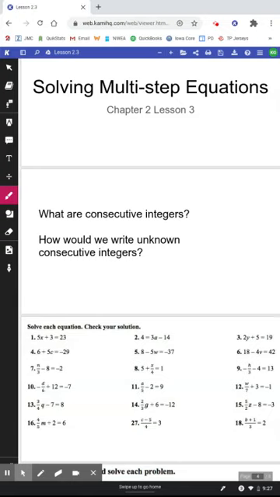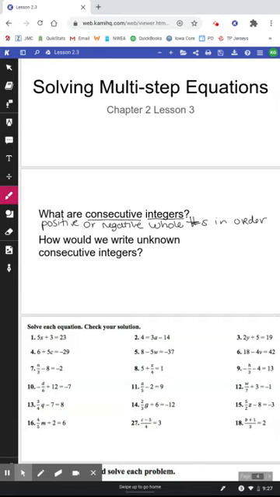So my first question here is, what are consecutive integers? Consecutive means in order. And remember, integers are positive and negative whole numbers. So we add that together, we would put positive or negative whole numbers in order. So like 5, 6, 7, or -2, -1, 0.